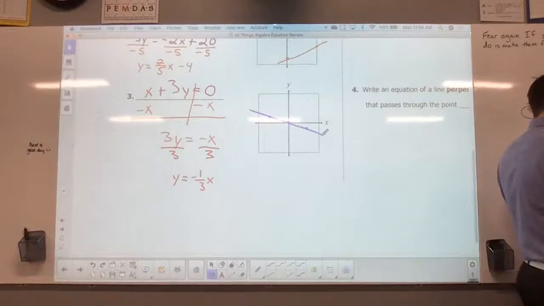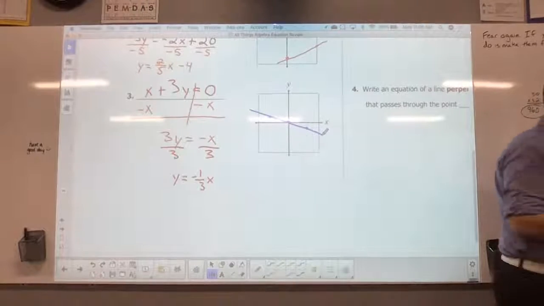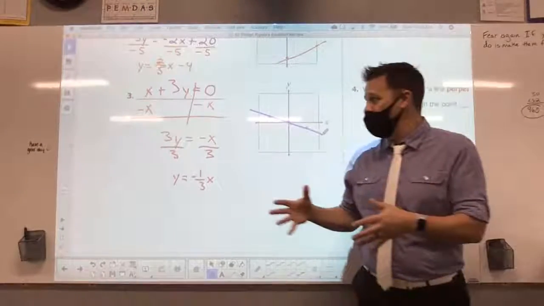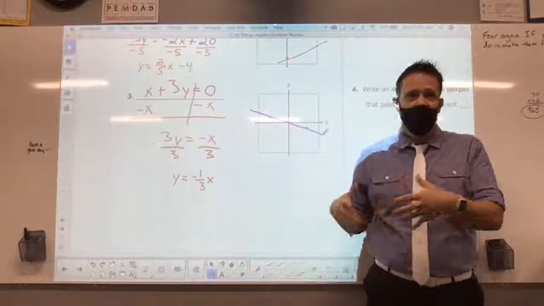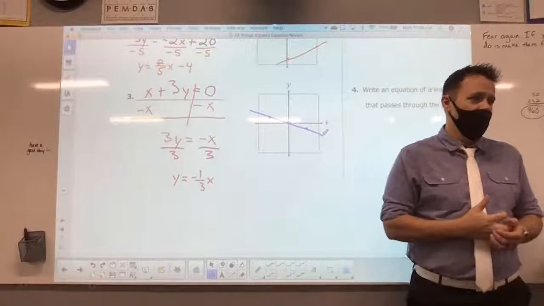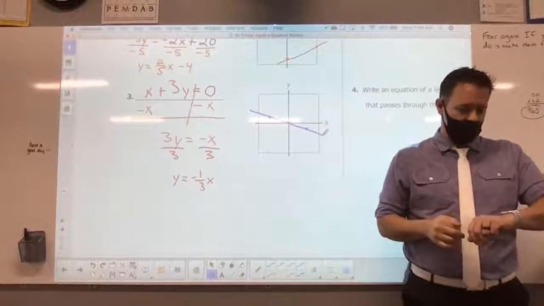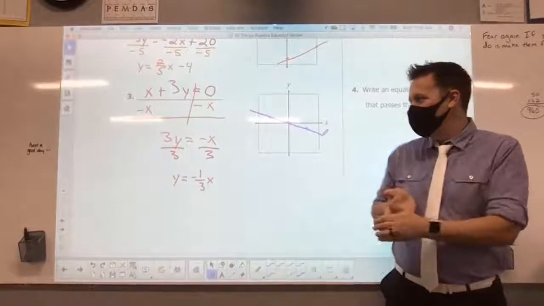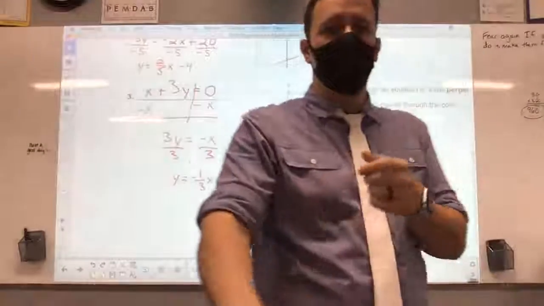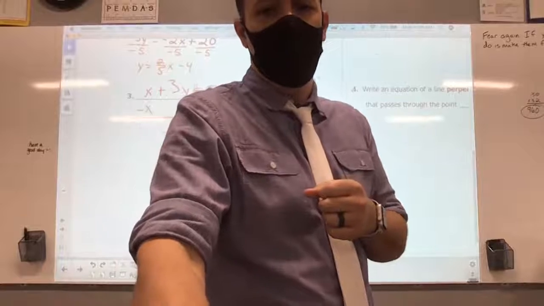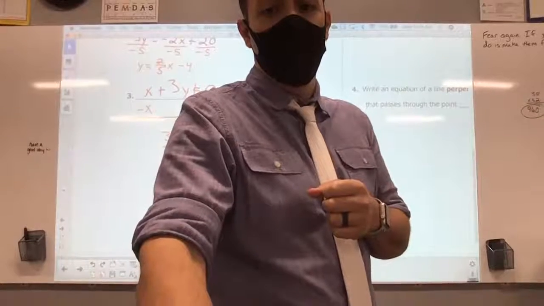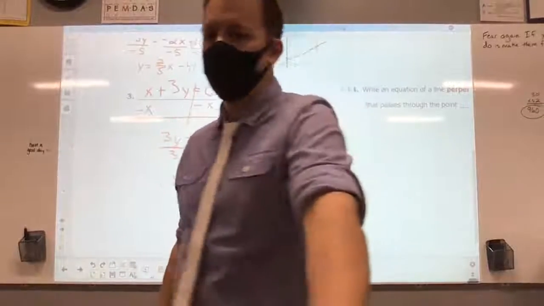That, ladies and gentlemen, is what you guys have to be able to do right now. Okay, take a standard form, go to slope intercept, and graph it. Okay, any questions on that? The bell will ring in about 20 seconds or so. Finish this one up, and then we'll do the rest of these when we come back from lunch.